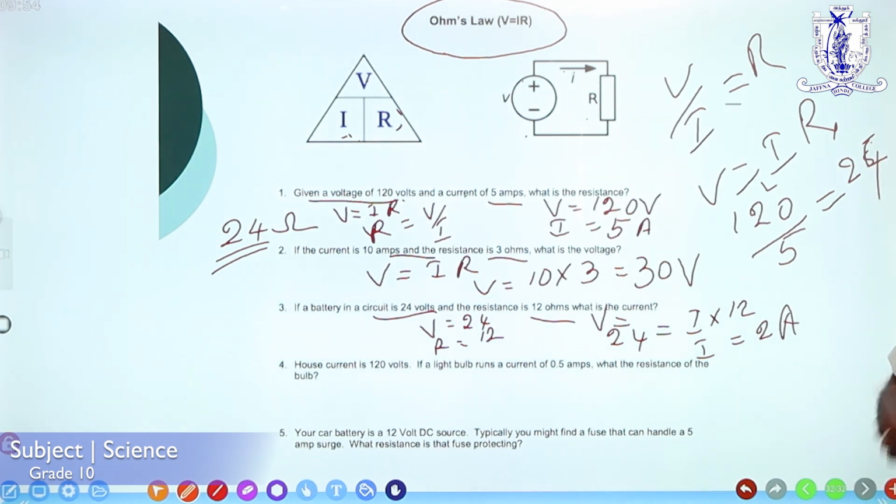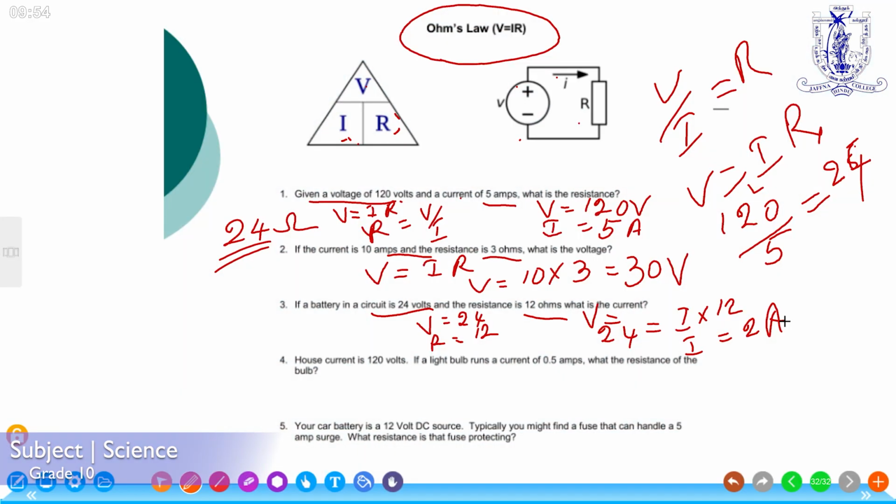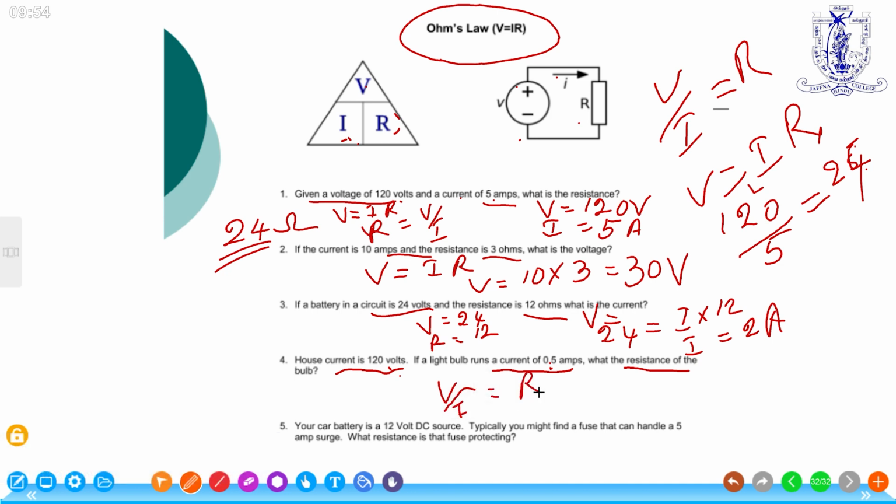2 amperes. Next: the house voltage is 120 volts, and a light bulb runs a current of 0.5 amperes. What is the resistance of the bulb? That is the same thing. Here it is 120 volts, and the same question, but here it was 5 amperes and now 0.5 amperes. So V over I is equal to R, 120 over 0.5.